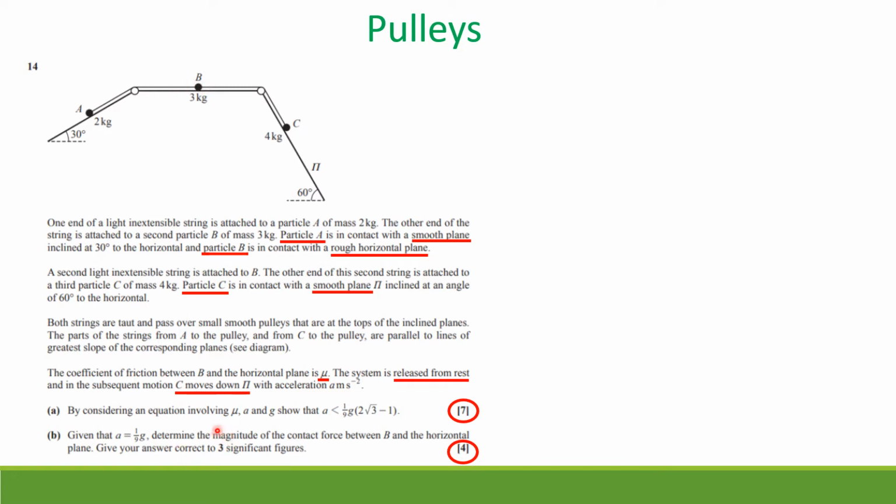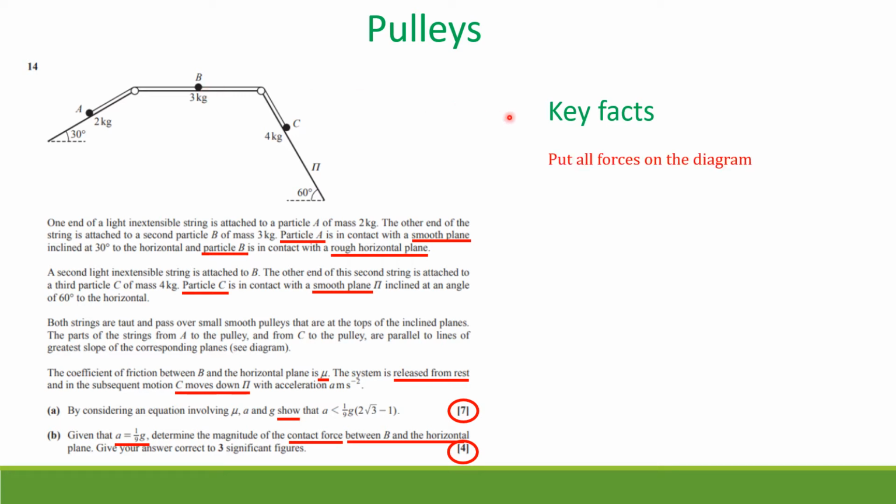We've got to find an equation in terms of mu, a and g, and we've got to show that a is going to be less than 1/9 of g(root 3 minus 1). And then in part B, you were told that a is equal to 1/9 of g, and you've got to work out the magnitude of the contact force between B and the horizontal plane. So you've got to find the contact force at this point here, B.